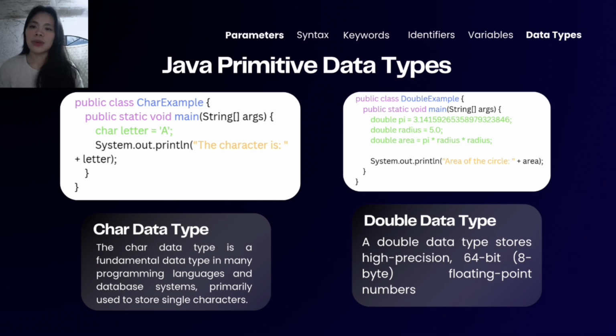letter. The double data type is a 64-bit floating point type used to store decimal numbers with high precision. It is ideal for calculations involving fractions or very large or small values, such as scientific or mathematical computations. In the example, the variables pi and radius are declared as doubles to calculate the area of a circle.